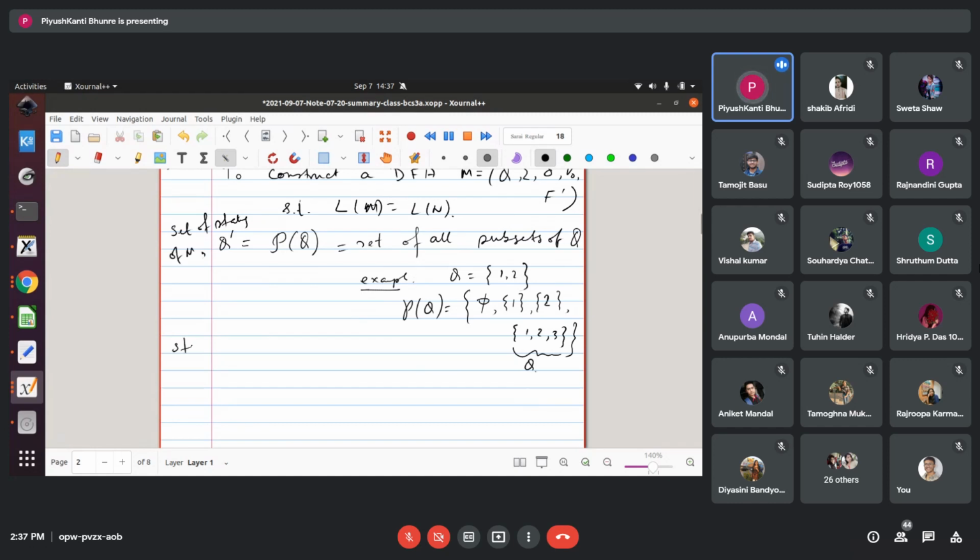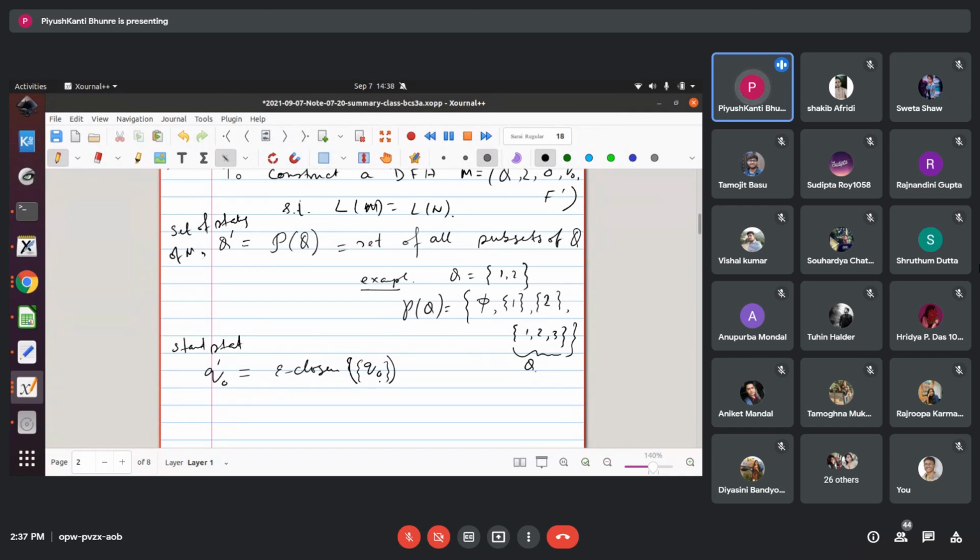What is the start state? The start state, I call it q0 prime. So here we take the epsilon closure of the start state of Q. So basically you can even write a set notation.